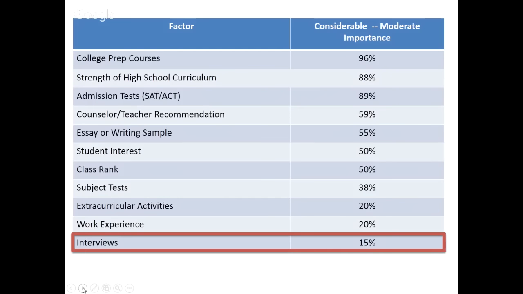Finally, interviews. Only about 15% of colleges said this is important. UIC does do interviews for our honors college. Interviews are required. And for an international student, the interview can be in person or online through Skype or some type of online program.